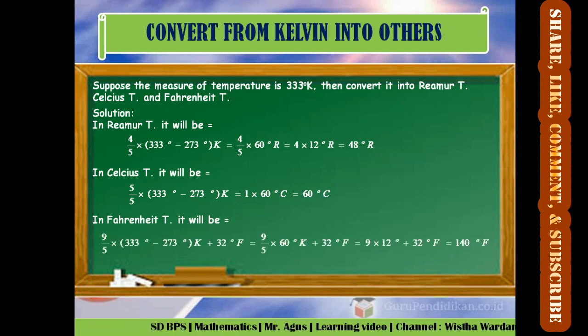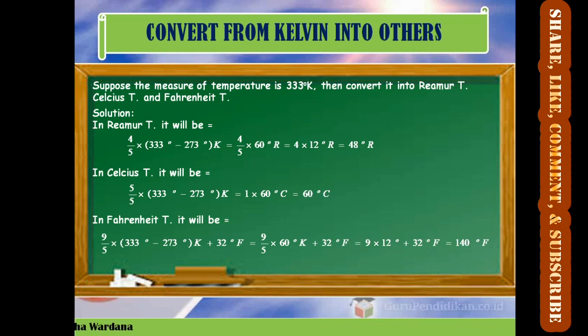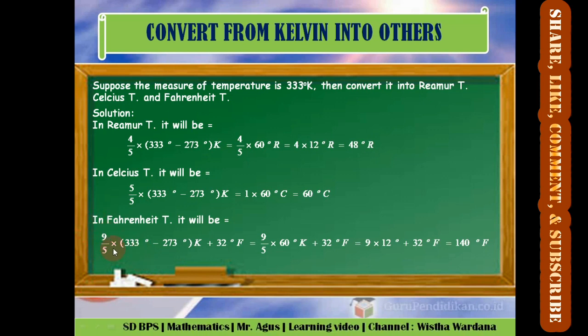And the last one is about how to convert 333 degrees of Kelvin thermometer into Fahrenheit thermometer. We have to put the proportion of Fahrenheit thermometer as numerator and proportion of Kelvin thermometer as denominator. So it will be like this. We have 9 per 5, multiply by 333 degrees minus 273 degrees, and then plus 32. Why?